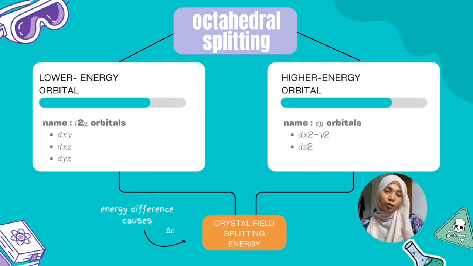In an octahedral complex, the five d orbitals split into two groups. The first is the lower energy set called t2g, which are dxy, dxz, and dyz. The second is the higher energy set called eg, which are dx2-y2 and dz2. The energy difference between these two groups is known as the crystal field splitting energy, or delta O.